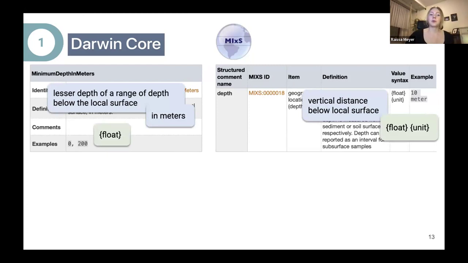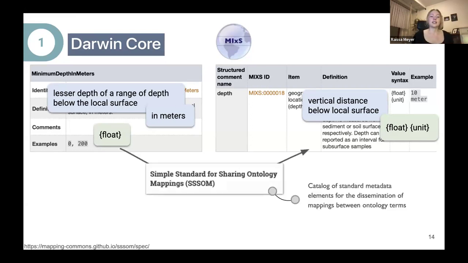And then we also see from the value syntax how each standard would like that information to be conveyed. In the case of Darwin Core, it's just a float. You already know it's in meters because that's in the definition. And then for MIxS, you have a float and a unit in the same field. And this is where the Simple Standard for Sharing Ontology Mappings, SSSOM, comes in.